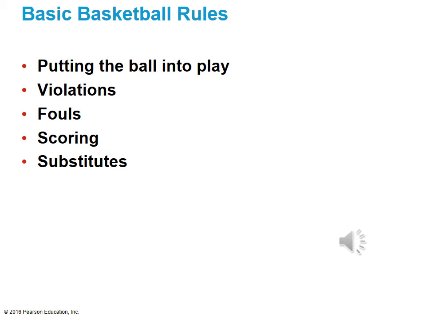You have all kind of different fouls: holding, pushing, hacking, tripping, charging, blocking, unnecessary roughness. To score, you score 2 points on most baskets except a free throw. Unless you have a 3-point goal line, then that's 3 points. Then substitutes or substitution, they are signaled in with the referee's help.